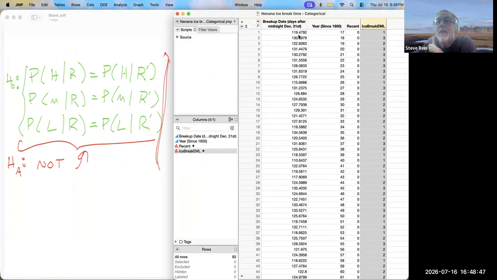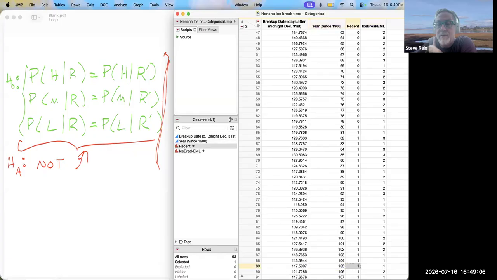Below 120, between 120 and 128, that's group 2, or more than 128, that's group 3. So I've got 1, 2, or 3 for low, medium, and high. And is it before 1980? Okay, if it is, it's not recent. And if it's since 1980, like 2005, yes, it is recent. So my categorical version of these two quantitative variables are in these last two columns.